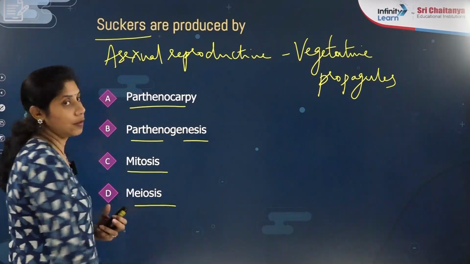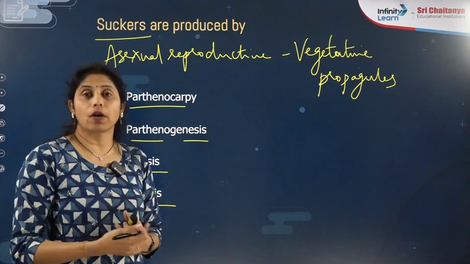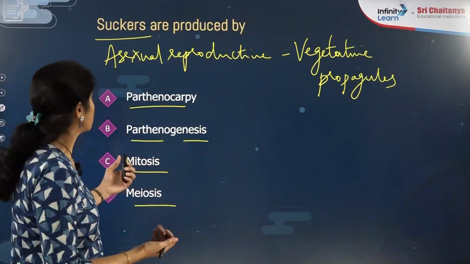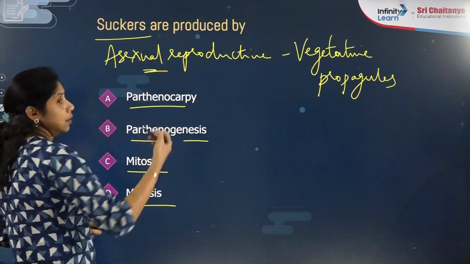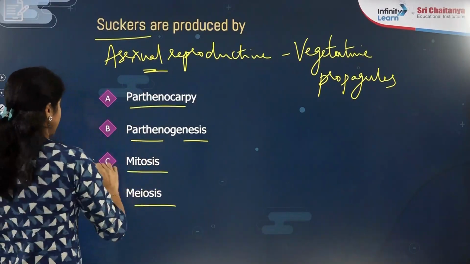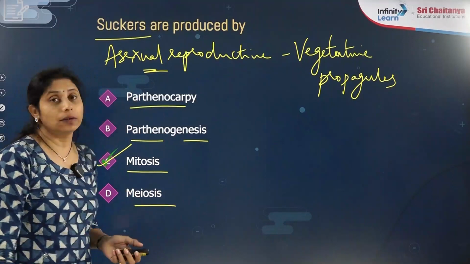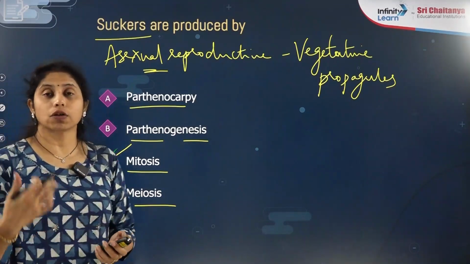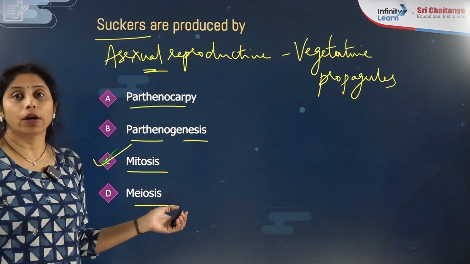Mitosis and meiosis. You know that cell growth, in multicellular organisms or unicellular organisms, happens by mitosis only. So vegetative propagules or asexual reproductive structures are all formed by mitosis only, never by meiosis. For this question, rhizome, corm, stolon, suckers, all these things are produced by mitotic divisions.